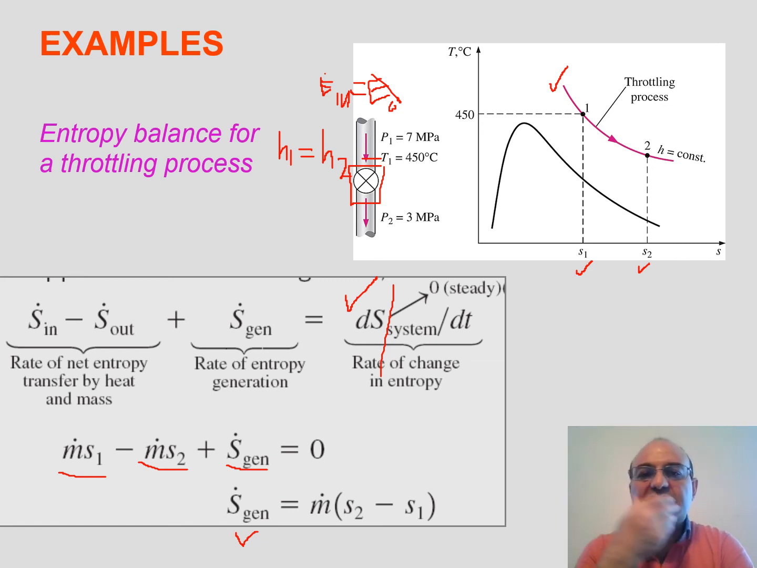So this throttling device is actually an entropy generator because it breaks down the pressure. You see pressure here is 7 megapascals and then it drops to 3 megapascals at the exit. So you expect to have generated a lot of entropy through a throttling process. It's like a throttling process, it generates entropy.